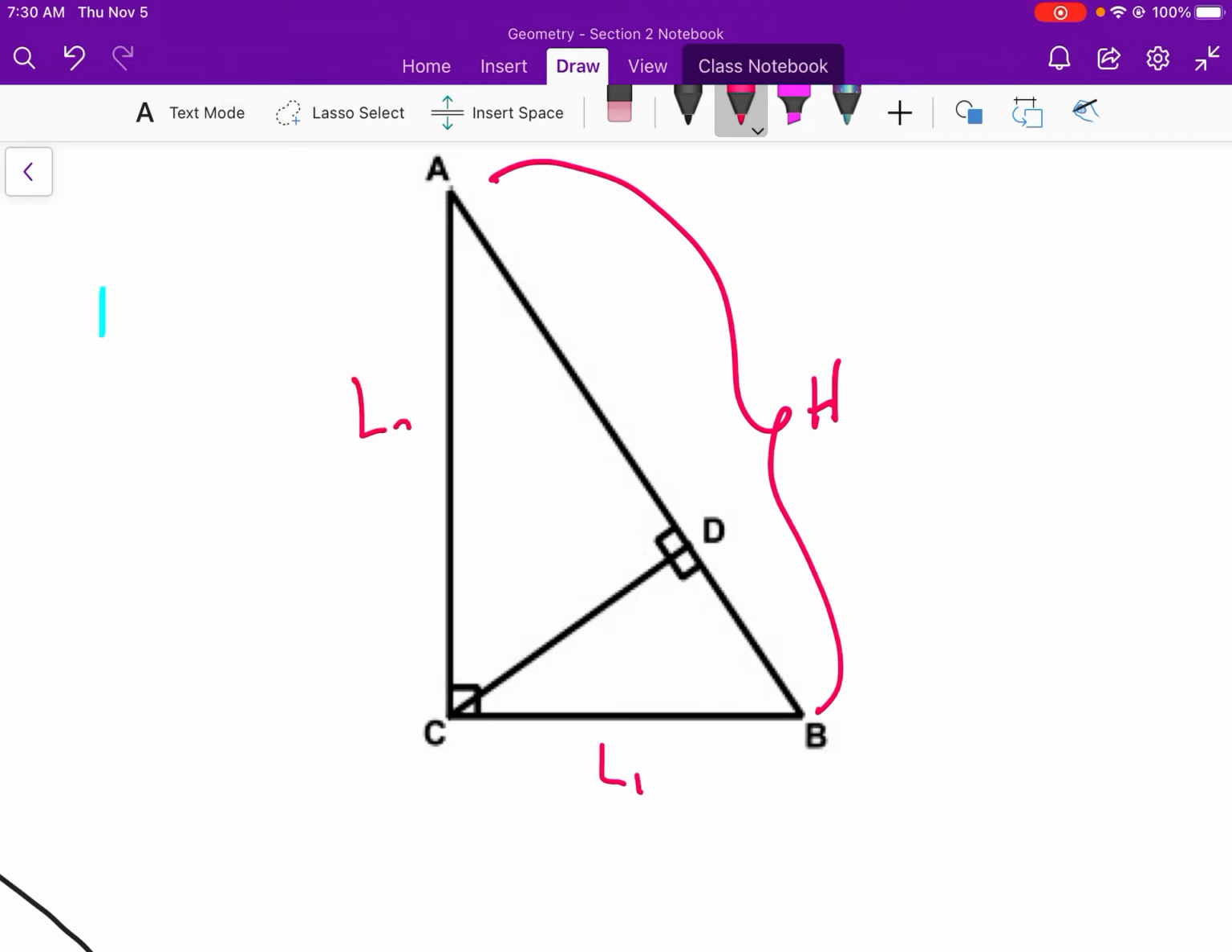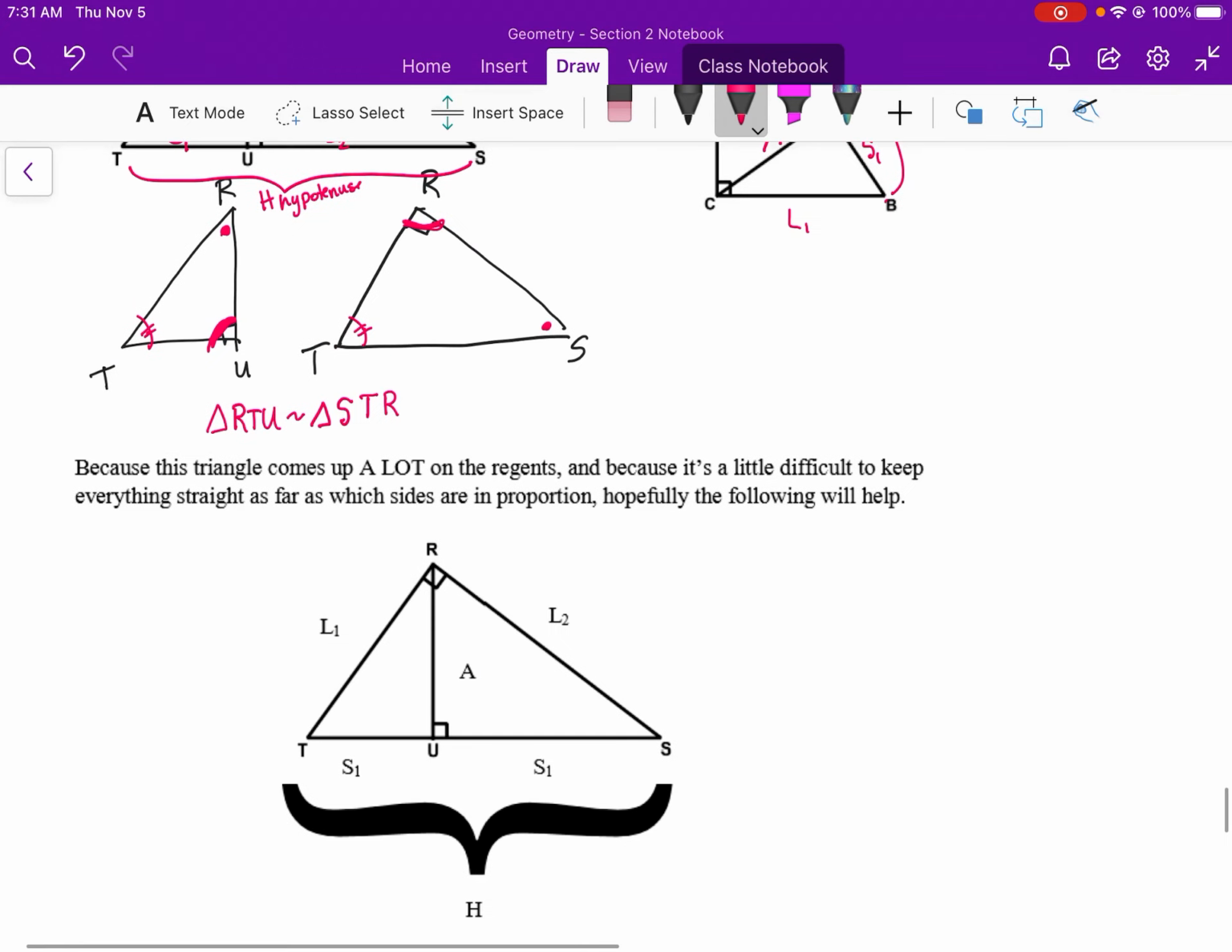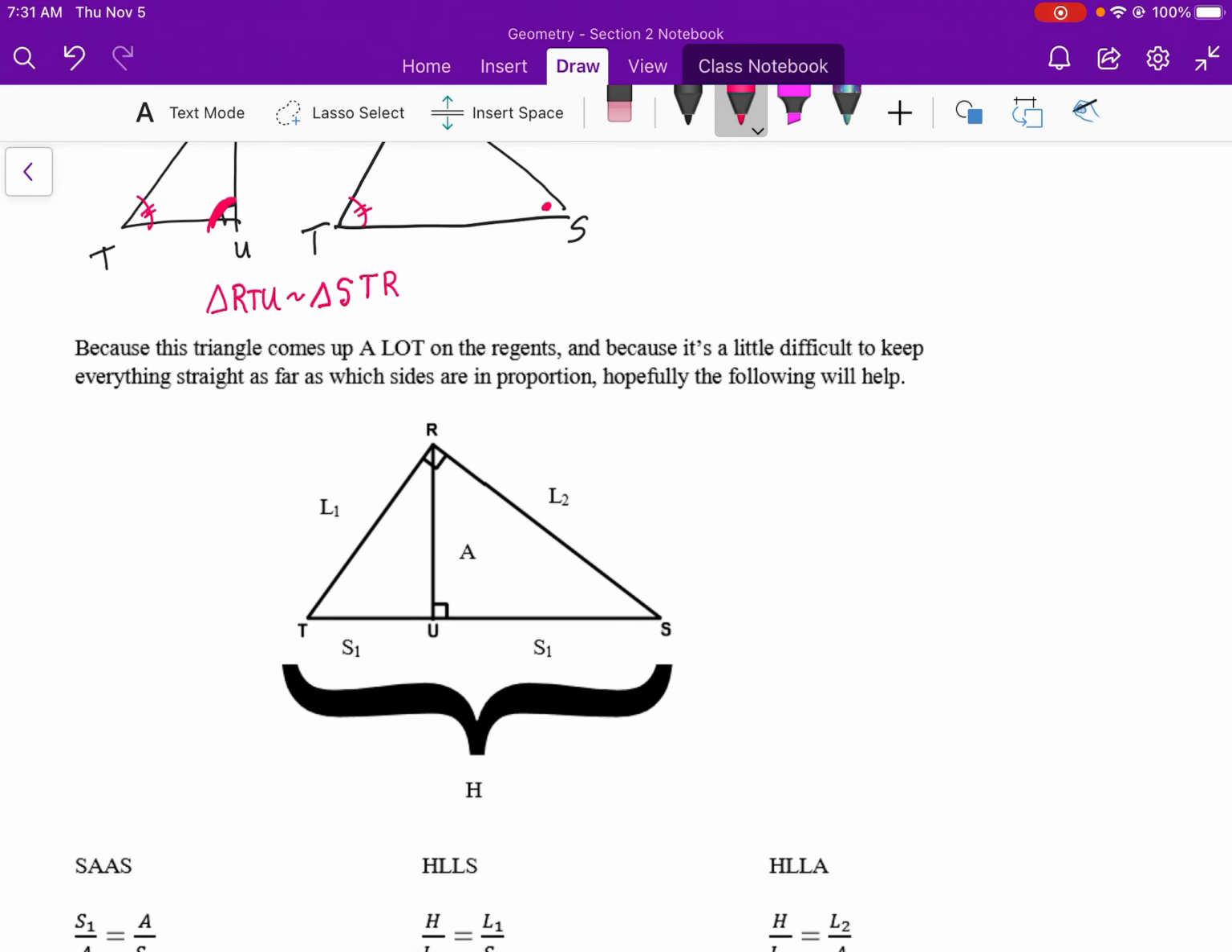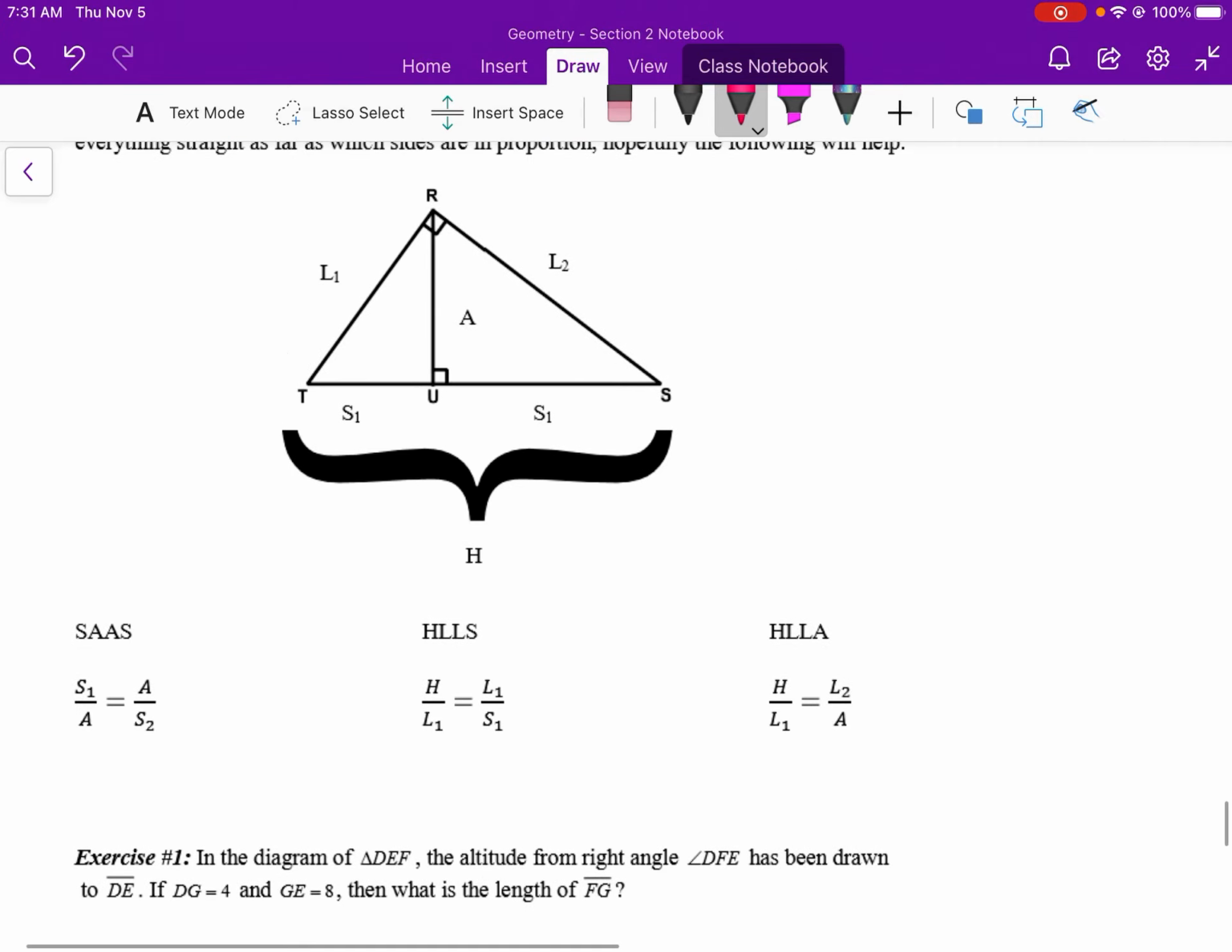The AC is also a leg, so I'll call it L2. That means AD is going to be S2, and DB is going to be S1, and of course CD is my altitude. That's how we label them. Now to simplify this, here is a whole big picture for you. I tried to draw it on the computer, it's kind of funky. Anyway, this is what we're going to memorize.